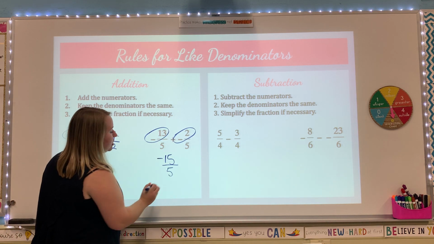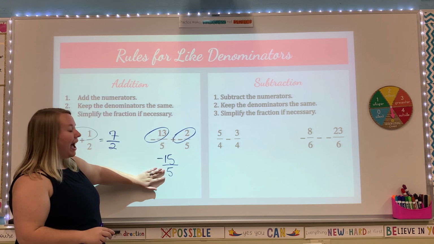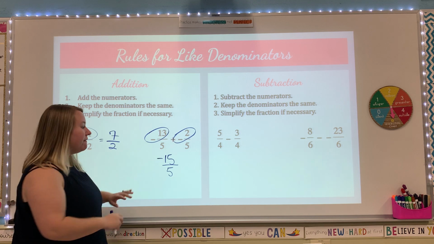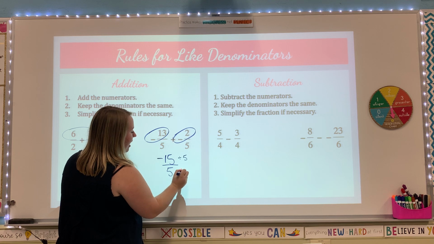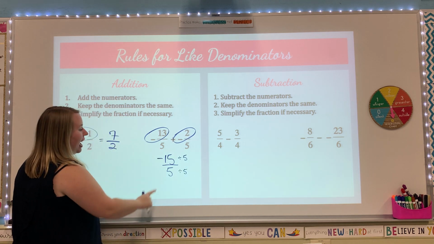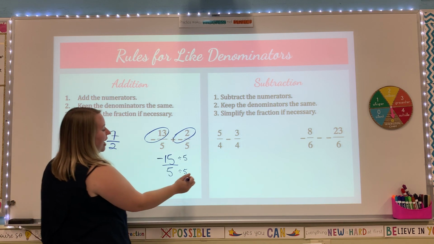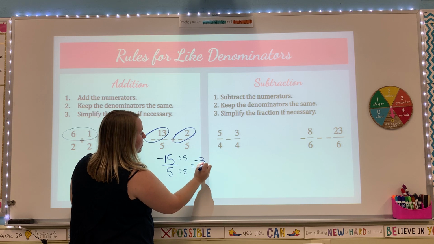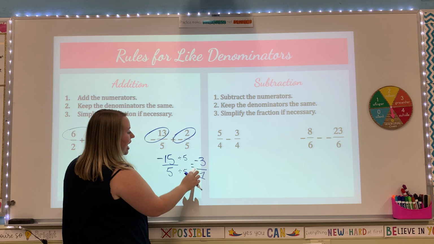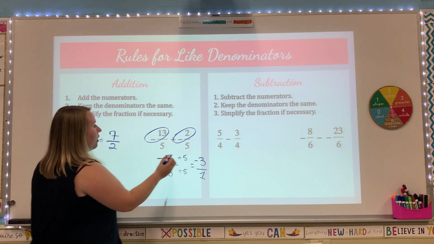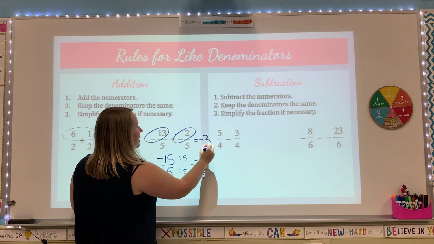And we can actually reduce this, right? 5 and 15 are both multiples of 5, so I could actually divide both of these numbers by 5. And when we do that, negative 15 divided by 5 gives us negative 3. 5 divided by 5 gives us 1. So we get negative 3 over 1, or we just simply get the number negative 3.